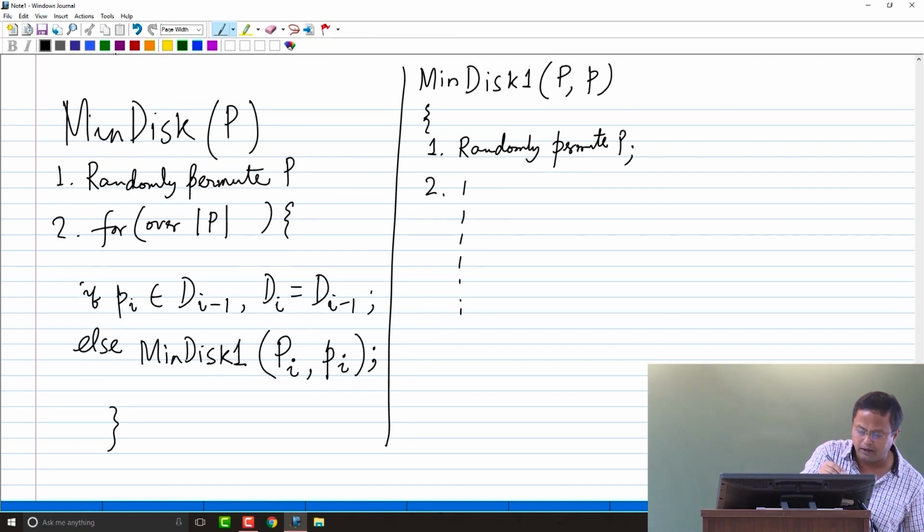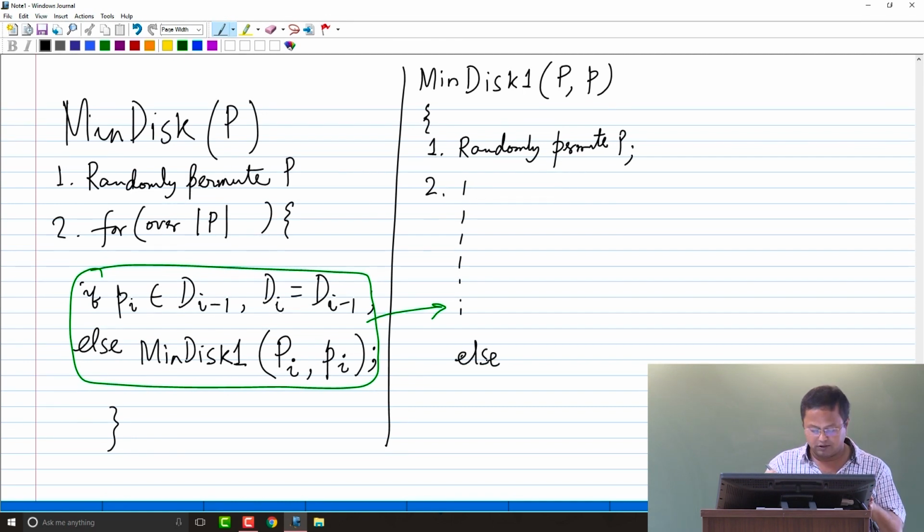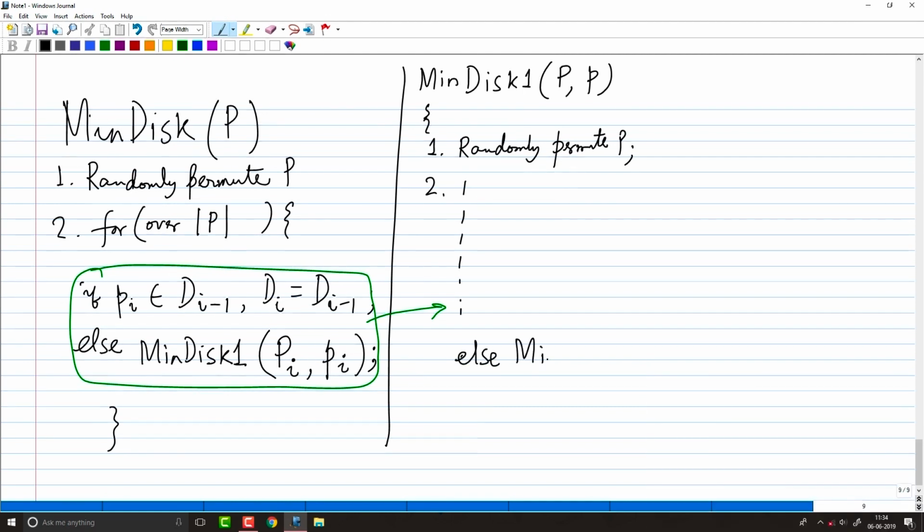Now, the main block is this one, because of the earlier claim. This block in here is just the same, but for this else call, it is a call with min disk 2, capital P, the small p and a q.